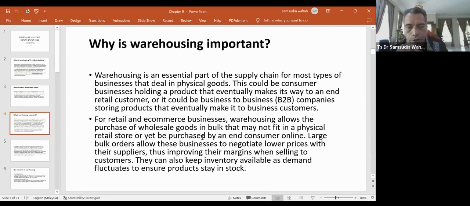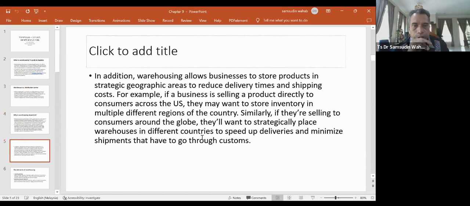So in this case, the warehouse function is like a temporary storage. In addition, warehousing allows business to store product in strategic geographic areas to reduce delivery time and shipping costs. So when we keep our product temporarily in the warehouse, we can cut the delivery costs, because when we send this product in bulk quantity and keep it there temporarily, we have only one shipment or two shipments.